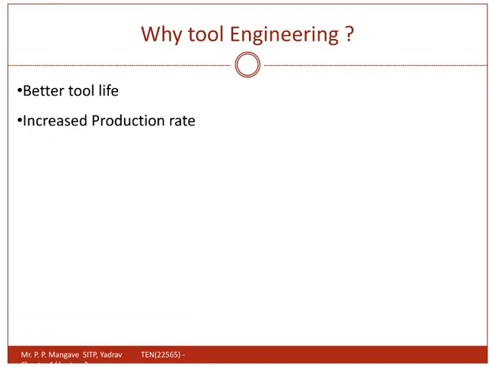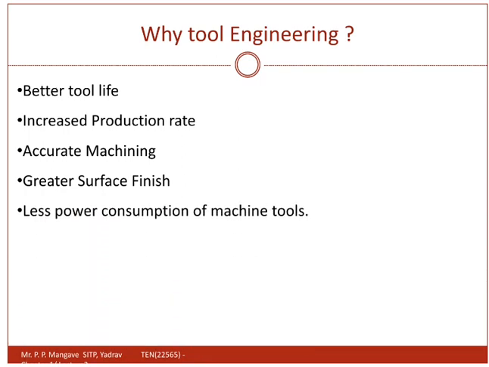Also, tool engineering helps to increase the production rate by simply evaluating different parameters. Next, accurate machining. As discussed earlier, processes such as forging, casting, or bending do not generate dimensionally accurate or good surface finish components. So we have to study tool engineering for accurate machining purposes. Coming to the next point, that is greater surface finish, as discussed earlier. Next, whenever there is proper material removal, there is less power consumption, which in turn affects the economical factors.